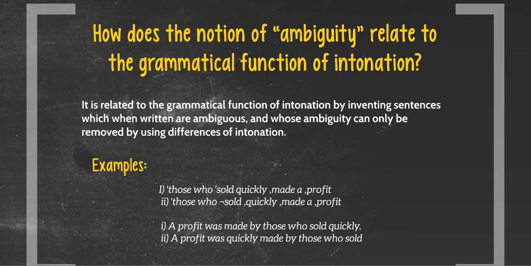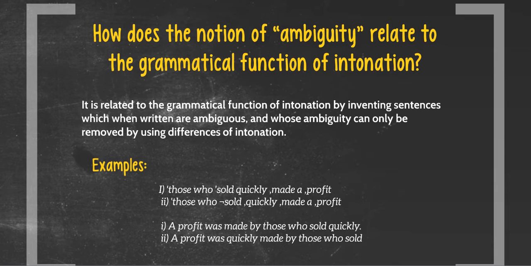How does the notion of ambiguity relate to the grammatical function of intonation? It is related by inventing sentences which, when written, are ambiguous and whose ambiguity can only be removed by using differences of intonation. For instance, those who sold quickly made a profit. Those who sold quickly made a profit.